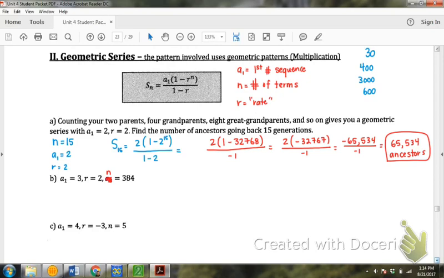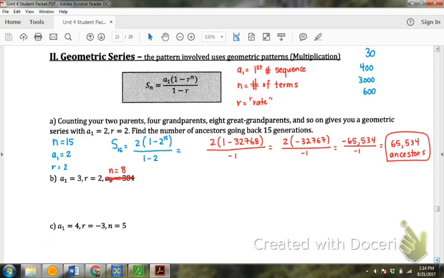Wait, hang on just a second. Let me look. Okay, so there's an error on your paper. You can cross this out right here, this 384. What this should have said is that your N value is 8. Did you get the answer? No, 384 is not the answer. So cross that out, your N value should be 8.